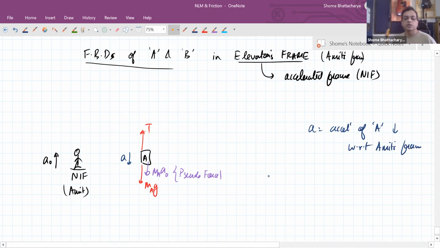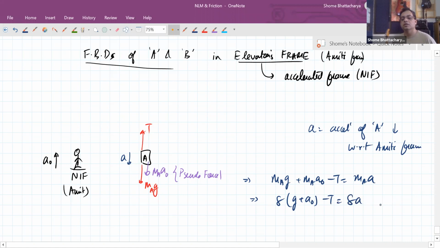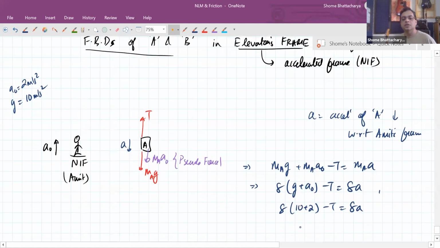So we have the equation that weight of A plus pseudo force acting on A minus tension should be equal to mass into acceleration. So we have 8 into G plus A naught minus T is equal to 8A, and we are taking A naught as 2 meters per second square and G as 10 meters per second square. So our equation is becoming like this. This is our first equation.